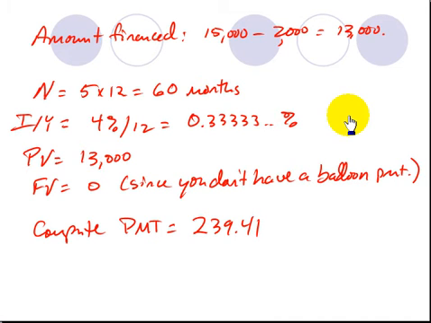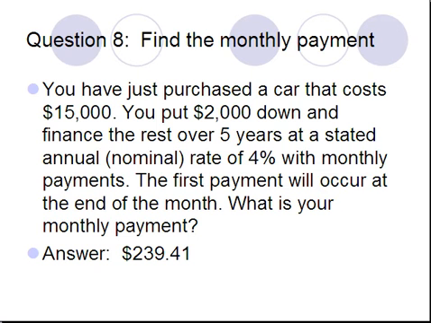When we're plugging it into the BAII Plus, we're going to have a present value. This is the amount that you are being loaned, that you're borrowing, of $13,000. The future value is going to be 0 since you don't have a balloon payment. Now notice that many car loans do in fact have balloon payments, and we'll talk about that in just a second if you happen to have one. And we're going to do the computation, find out that the payment is $239.41. Make sure that's the same as the one that we had on the answer, $239.41.